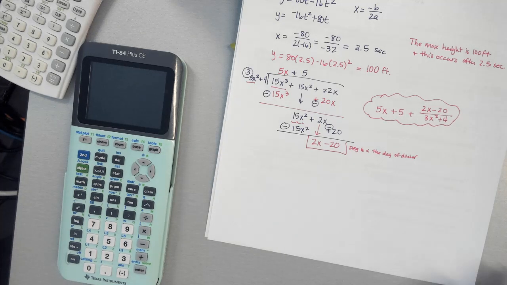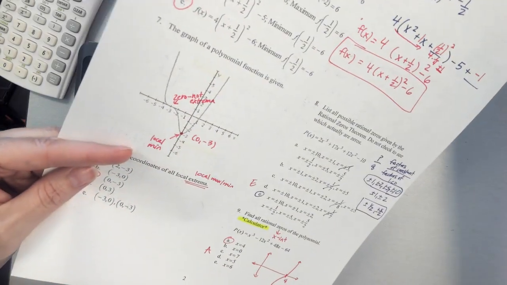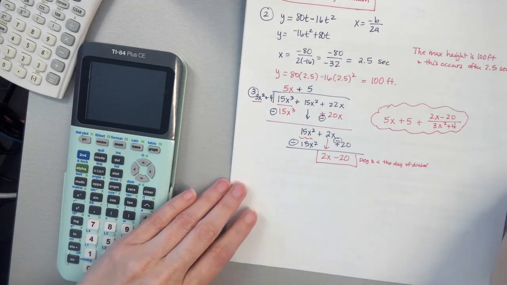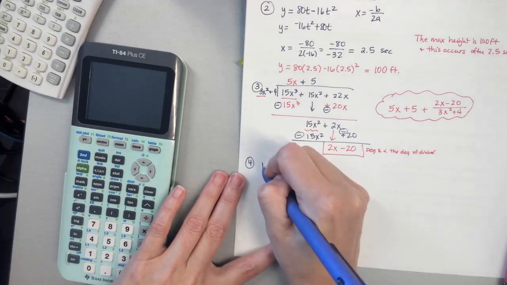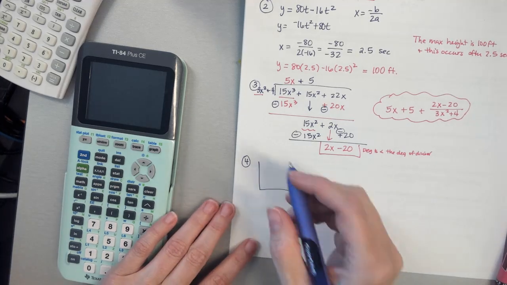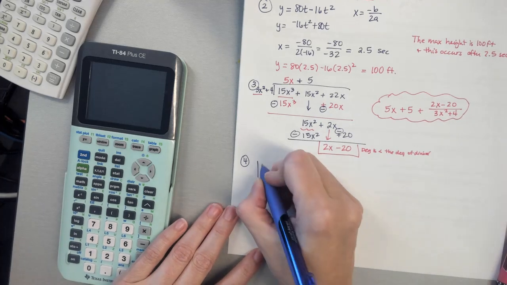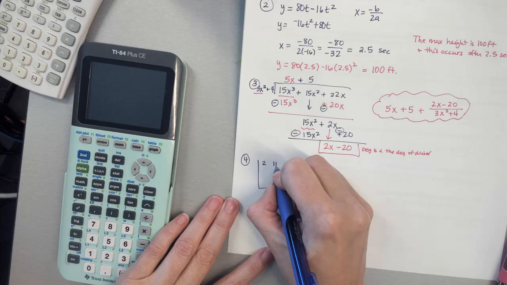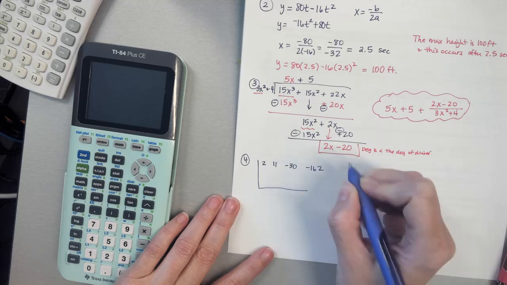Okay, and then for number 4, you're dividing using synthetic division, and you're writing your answer in an alternate form. So make sure if you have any placeholders that you do that. Okay, so you should have 2, 11, negative 30, negative 162.